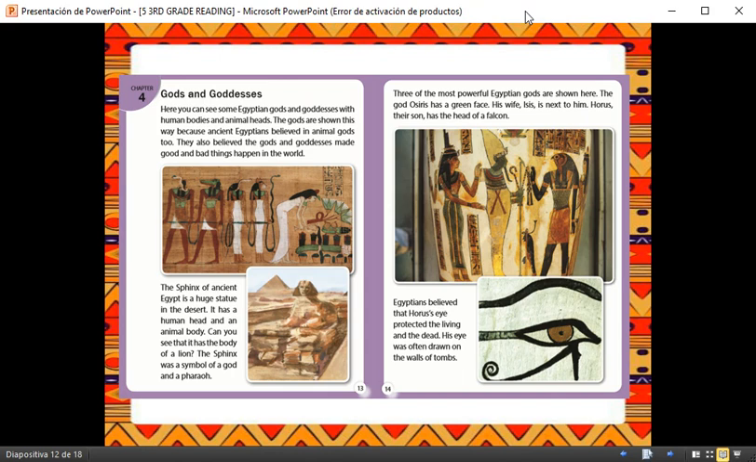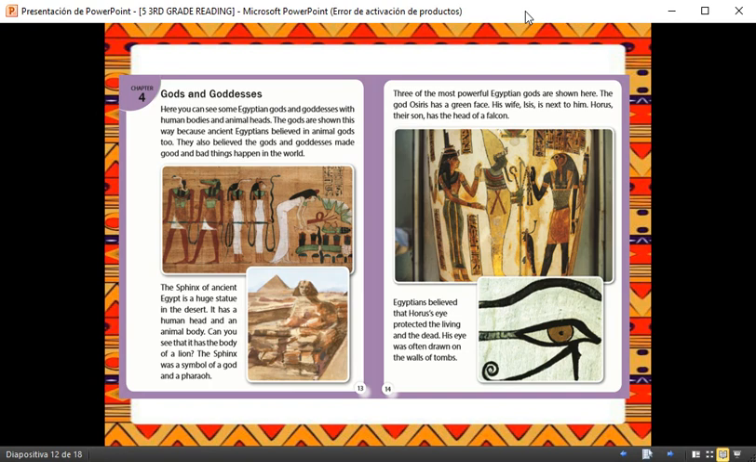So we have gods and goddesses. Here you can see some Egyptian gods and goddesses with human bodies and animal heads. The gods are shown this way because ancient Egyptians believed in animal gods too. They also believed the gods and goddesses made good and bad things happen in the world.